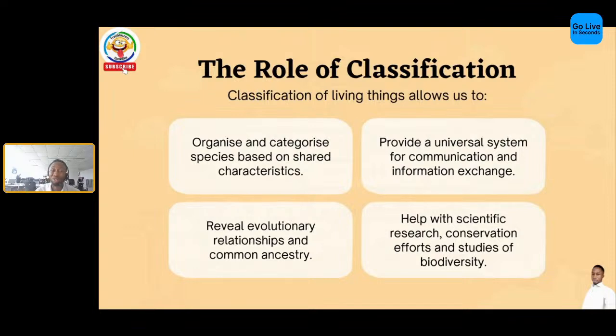Then the role of classification also reveals evolutionary relationship and common ancestry. This is trying to tell us where we emanated from, from the evolutionary trend, our origin, and it makes us able to trace our origin to our ancestors. Then classification of living things also helps with scientific research, conservation efforts and studies of biodiversity. It conserves your energy, so you don't go through a rigorous stress naming organisms. And also studying biodiversity, that is, biological diversity. So it helps with that.